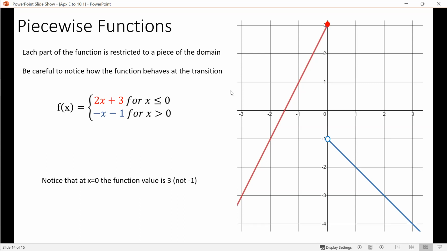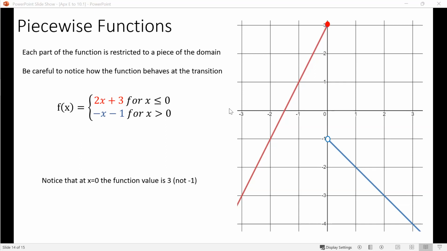Finally, let's take a look at piecewise functions. Each part of the function is restricted to a piece of domain. That's how piecewise functions work. Each part of our function is restricted to just a portion of the domain. That means only certain x values are plugged in for one part of the function, and only certain x values are plugged in for another part of the function.